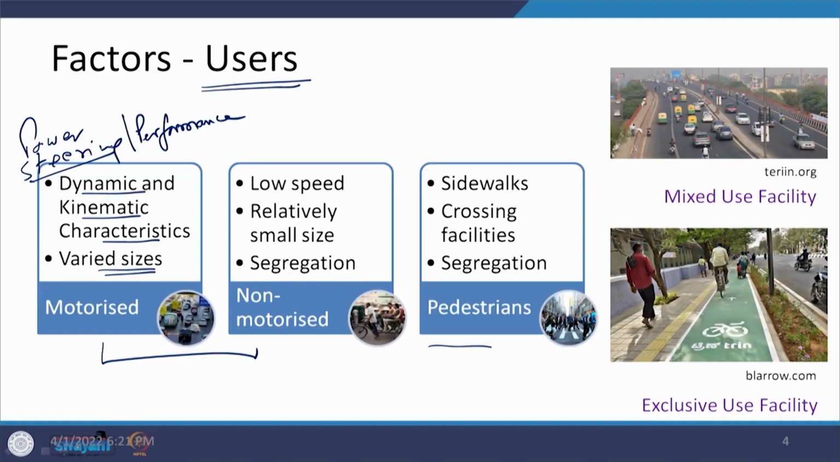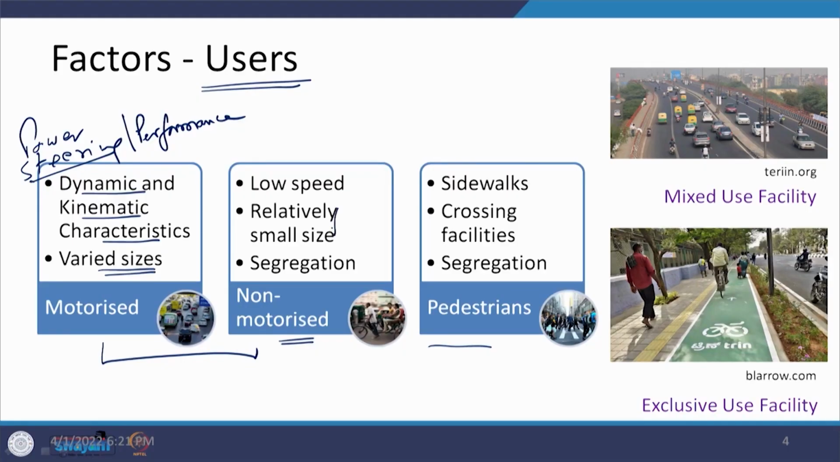When you talk about non-motorized vehicles, again there are different varieties. You have a bicycle, you have a cycle rickshaw, you have nowadays the e-cycle rickshaw also, or you may have animal drawn vehicles. So, all of these things are there. The one thing is that they are relatively small in size, and at the same time the speed is quite low. You will find that at the maximum the speeds may be less than 20 kilometers per hour or 25 kilometers per hour.